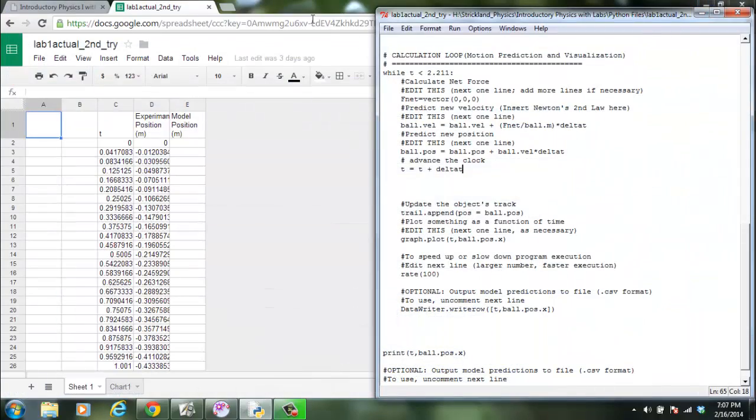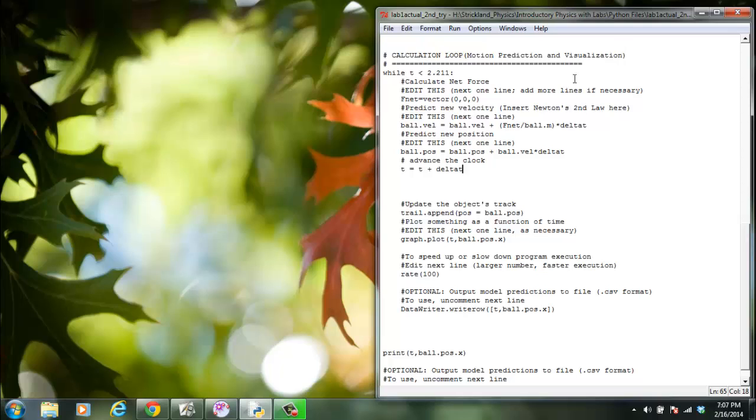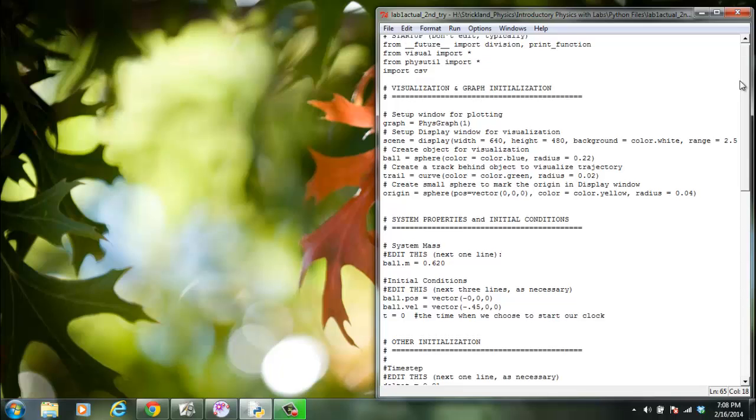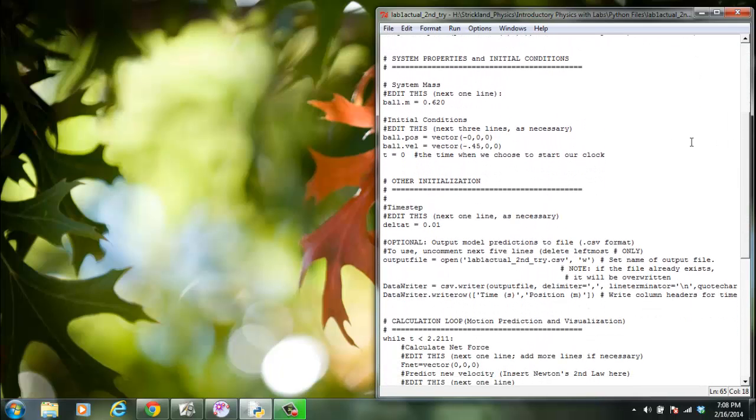Now, moving into the code, I want to talk briefly about the coding decisions that were made in the course of running this software. The mass of the cart was 0.62 kilograms, measured on a triple beam balance. The initial ball position was taken from Tracker. This initial velocity of the cart of negative 0.45 meters per second was obtained with position and time data from the first data points in Tracker and calculated with a change in position over time.